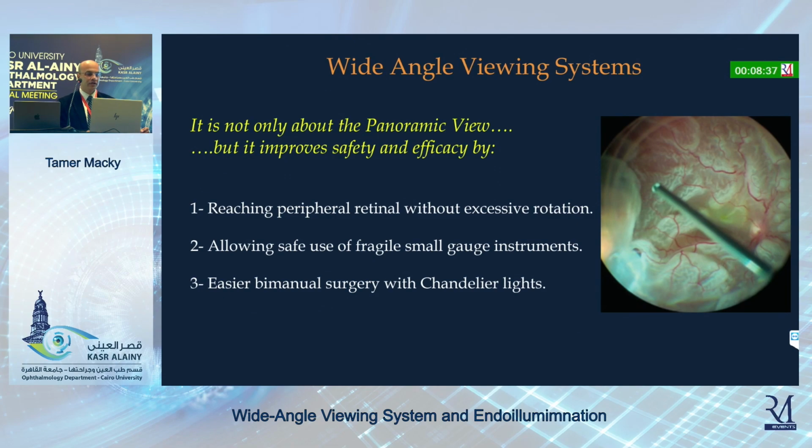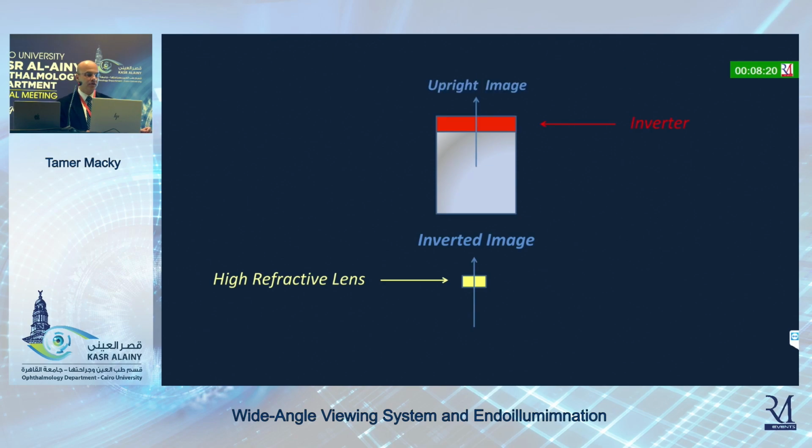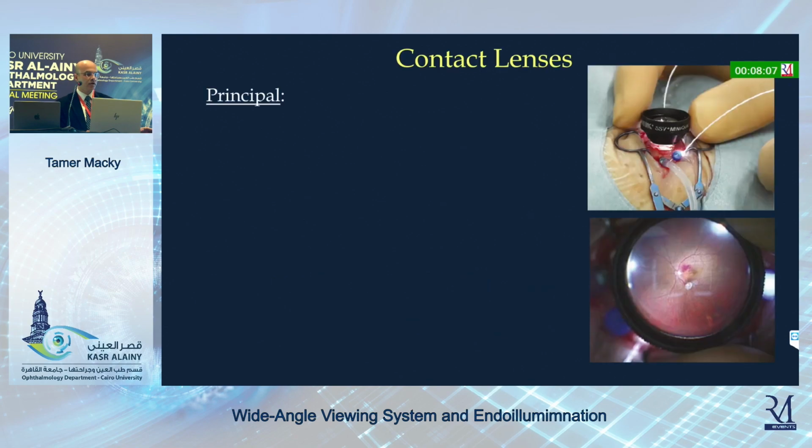The wide-angle viewing system, whether contact or non-contact, all depends on the indirect ophthalmoscope principle, where we have a high refractive lens below the microscope. This high refractive lens will produce an indirect or inverted image, which will need an inverter to make it an upright image. All types of wide-angle viewing system, whether contact or non-contact, will use this high refractive lens and will have an inverter. This high refractive lens could be contact or non-contact. We'll start with the contact lenses.